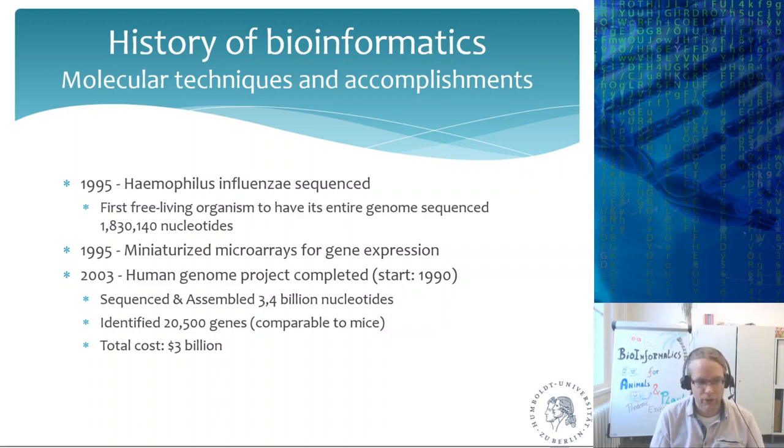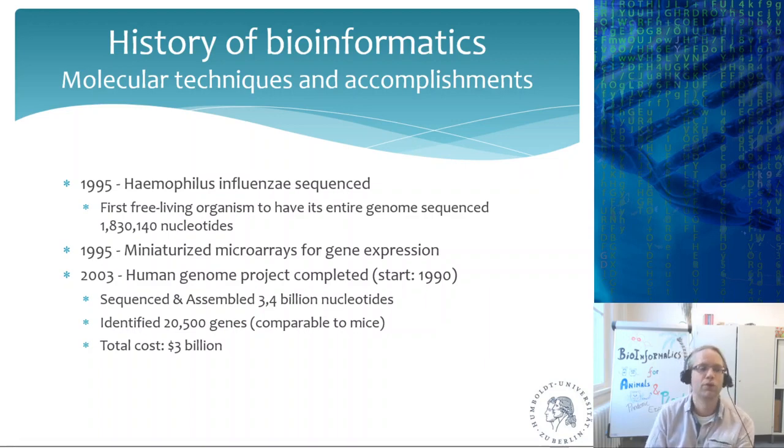So what was done is over the course of 13 years, sequencing and assembly of 3.4 billion nucleotides was done, and before that we didn't know how many genes humans had, but then after sequencing and identifying it, we identified around 20,500 genes in the human genome, which means that a human is very comparable to a mouse when it comes to the number of genes.